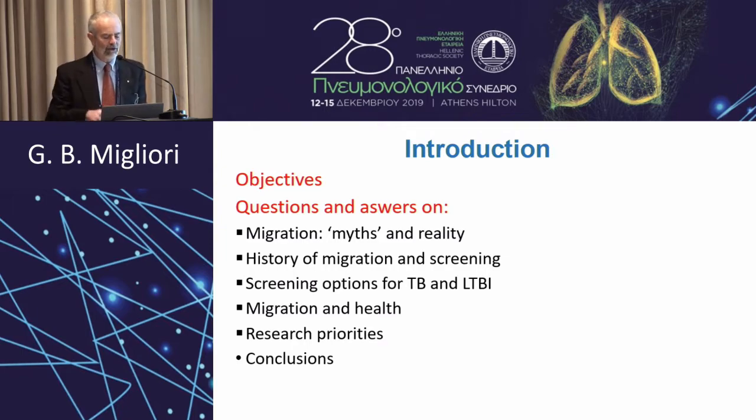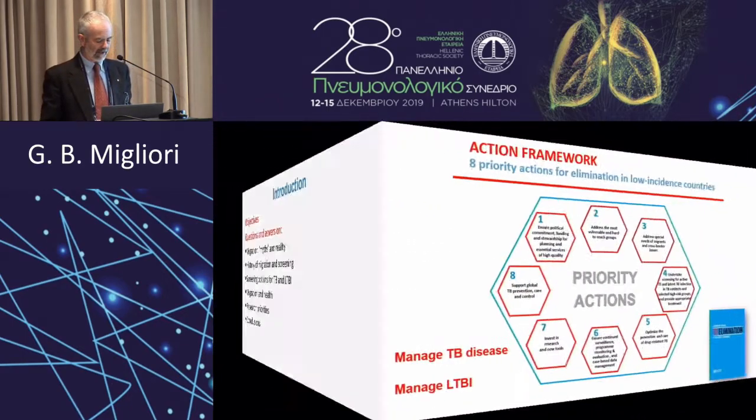So I will briefly touch the issue of what are the myths on migrants and which is the reality. And I will discuss briefly some nice historical memories of migration and screening, which are useful also for our own planning. Then we will see which are the screening options for TB and LTBI. And Katerina already introduced the topic and presented something that is very useful because we can go a bit more quick on that. We will see migration and health or lung health, and a little bit on research priorities.